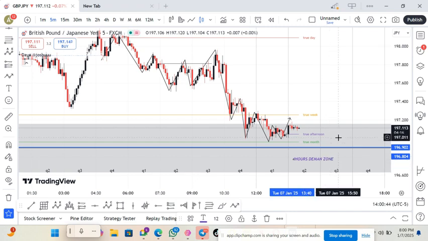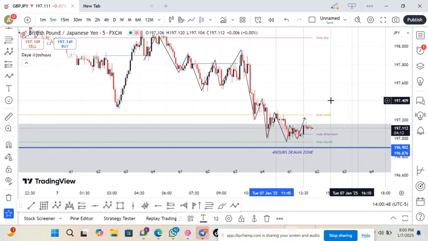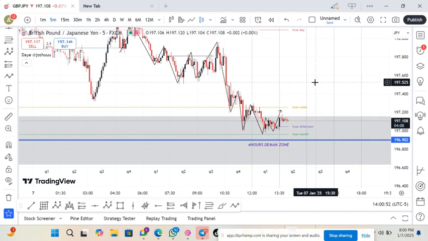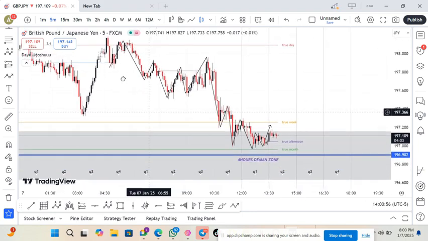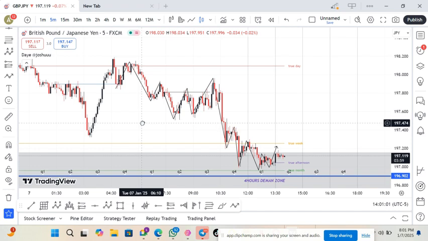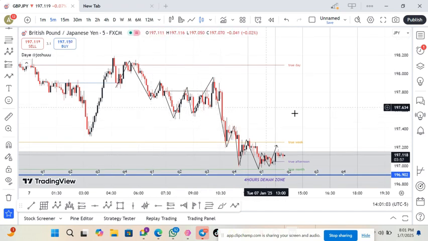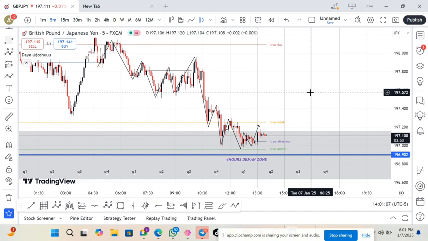This is the 4 hours demand zone. So now what are we looking for here? We're looking for the selling climax of this 5 minutes bearish move. So how do we figure out the selling climax? In my previous video, I mentioned that if you want to know when you have your selling climax, your selling climax means when the selling has been exhausted.